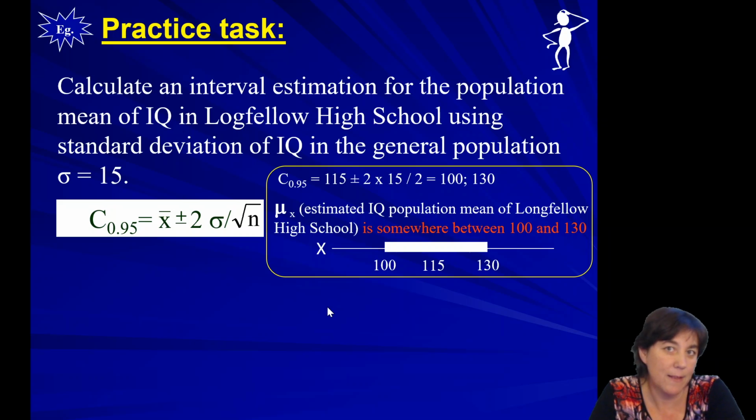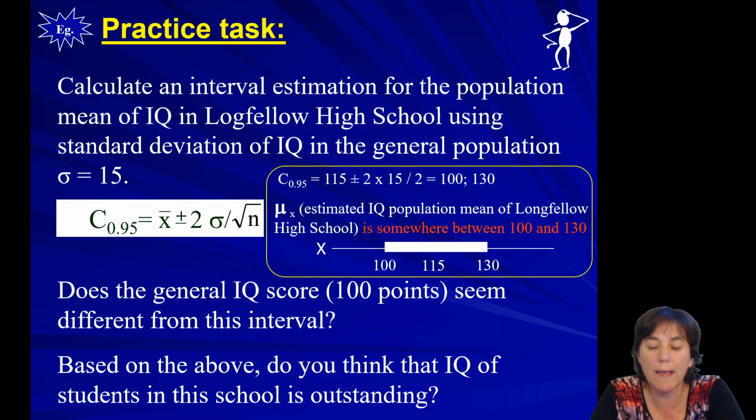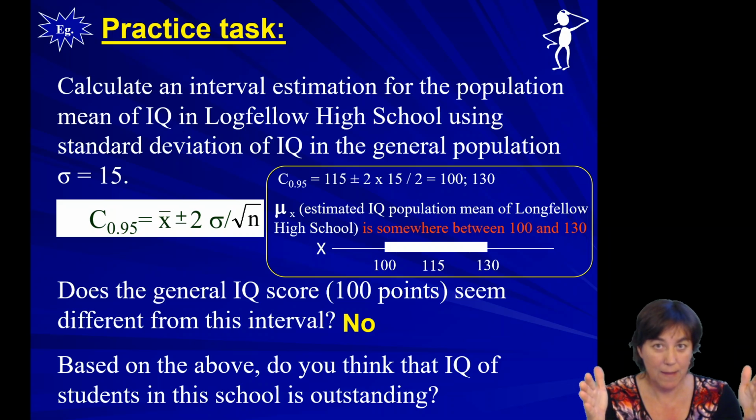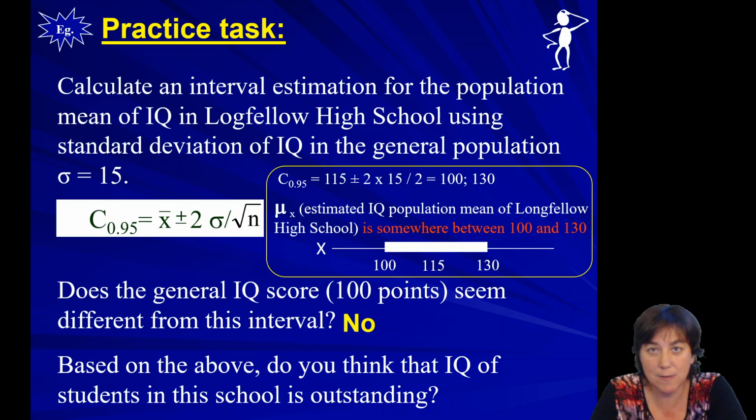So, taking that, let's conclude again. Does the general IQ score, the 100 points, seem different from this interval? Well, it's on the lower end, but it's still within the interval, so that's a no. Based on the above, do you think that the IQ of students in this school is outstanding? Well, it seems so, but not really, because it's not out of this interval. We made a specific estimation based on interval estimation, and the 100 is not out of that interval, so you will get a no as an answer.